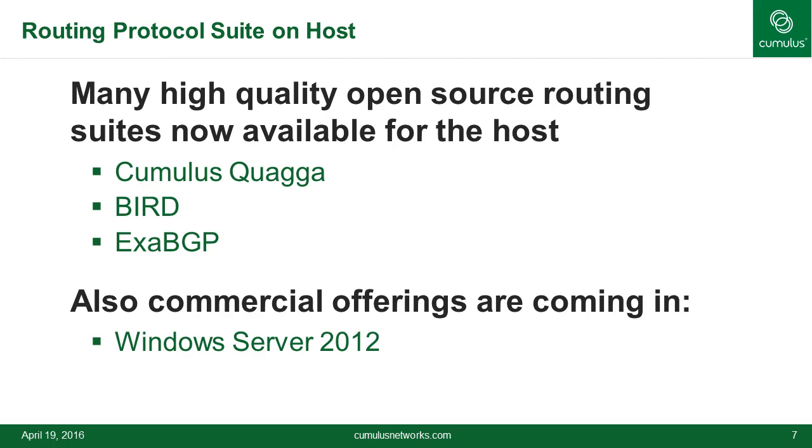Cumulus Quagga is a package that we have many customers using that can be deployed on hosts, Linux hosts specifically, and Windows Server 2012 also has BGP built in. There are other open source packages like Bird and ExaBGP that you can use as well. All of these start to open up networking on the host as well. This siloed world, where networking ended where the hosts began, is changing with the advent of VMs and containers.